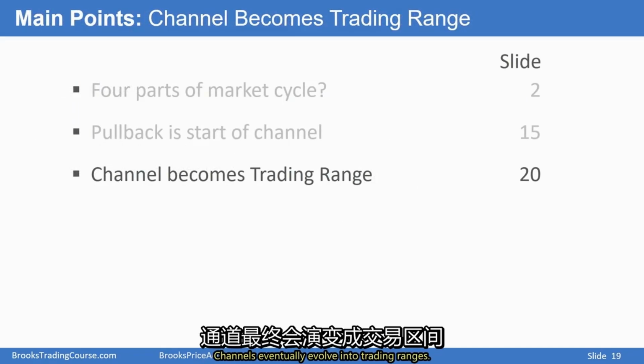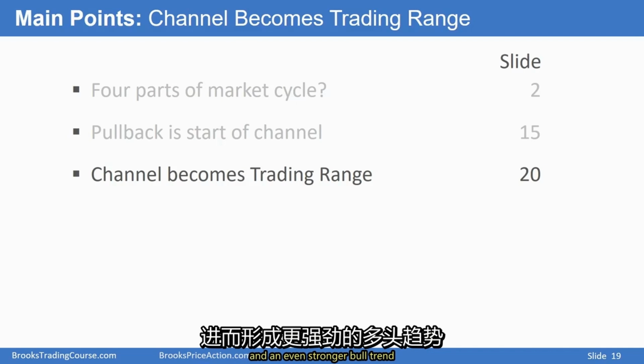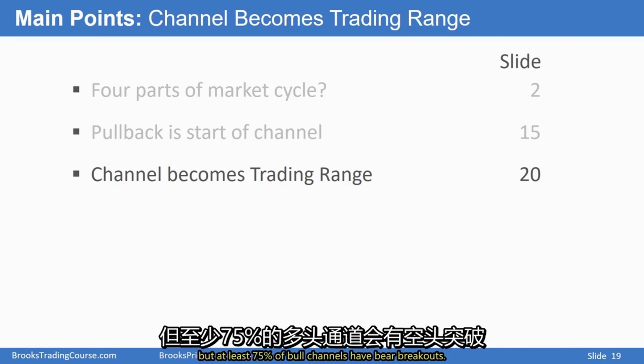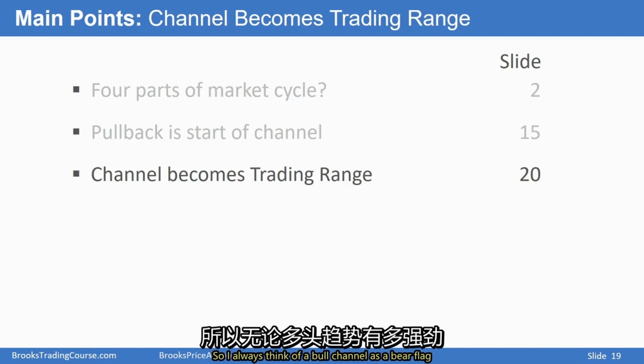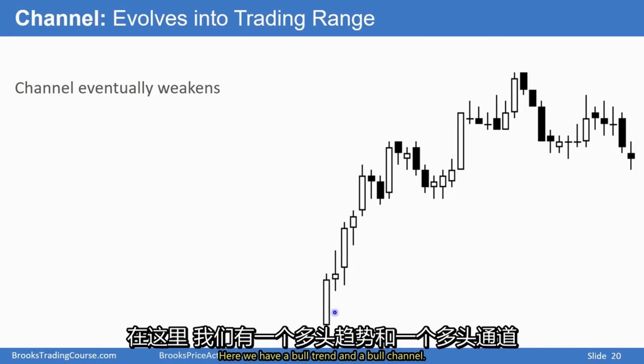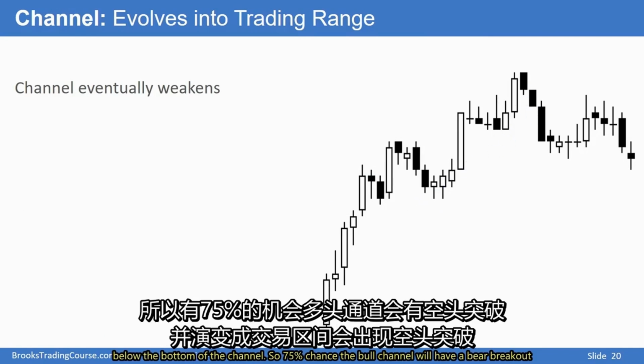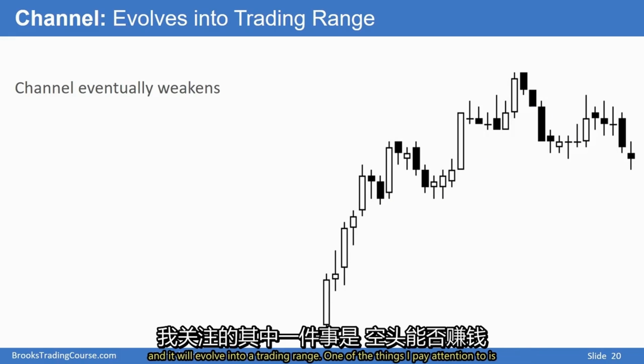Channels eventually evolve into trading ranges. Rarely a bull channel will have another bull breakout and an even stronger bull trend, but at least 75% of bull channels have bear breakouts. So I always think of a bull channel as a bear flag, no matter how strong the bull trend is. Here we have a bull trend and a bull channel. 75% chance we're going to get a breakout below the bottom of the channel. So 75% chance the bull channel will have a bear breakout and it will evolve into a trading range.